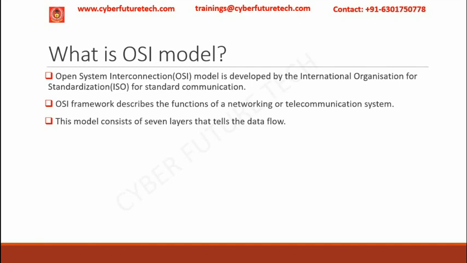OSI is a reference model that tells how applications communicate over a network. A reference model is a conceptual framework for understanding relationships. The OSI model consists of 7 layers that describe how data is sent and received through these layers. The OSI model gives a standard for developing communication software to software developers.